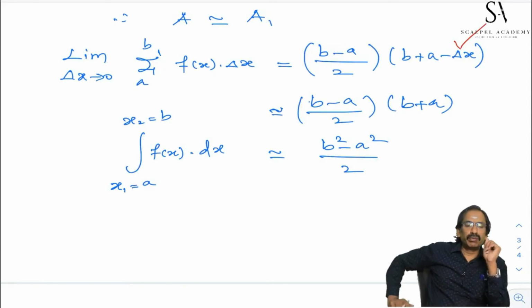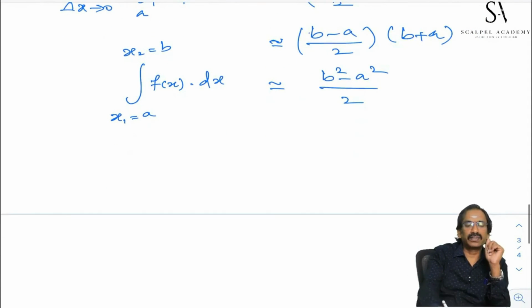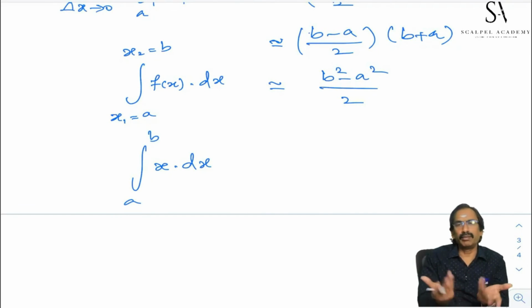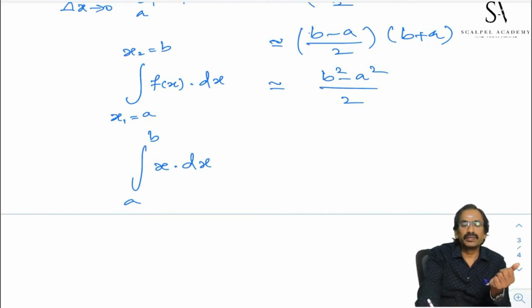In our problem f of x is x, so integral x dot dx from a to b. Always you need not put x1 equal to a; the lower limit is understood. We got (b square minus a square)/2.